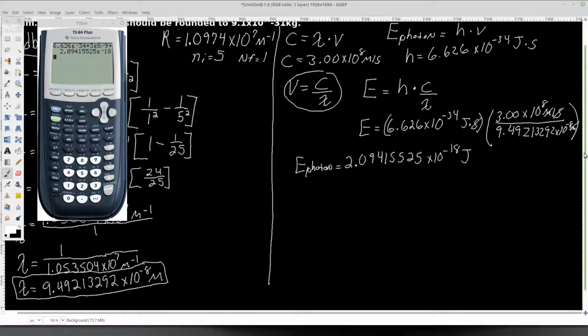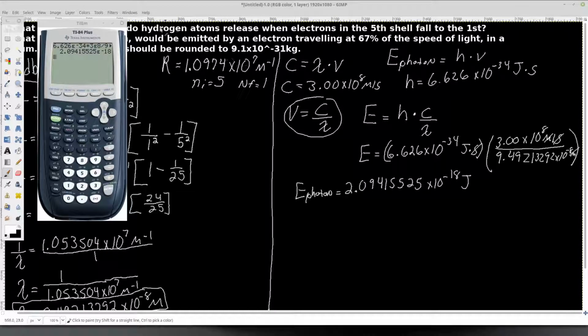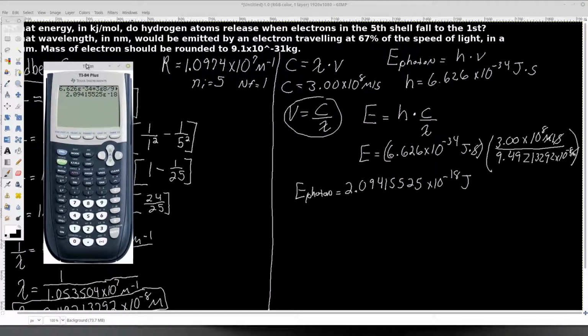Now, go back up there. What do they want the units to be in? That's what we have to make sure of. They said they wanted it to be in kilojoules per mole. Wow. So we have to do some more conversions, because the way that this is written right now is in joules per photon, a single photon. So we've got to fix that. Let's go ahead and do that down here. We'll do another conversion step.